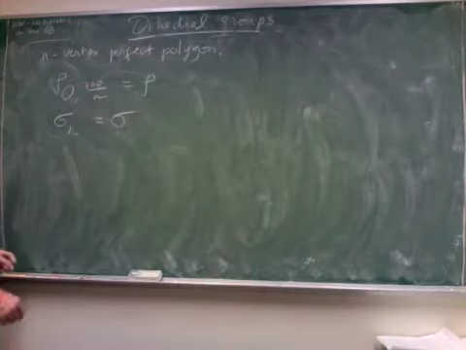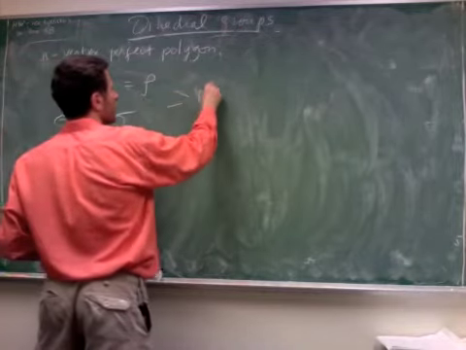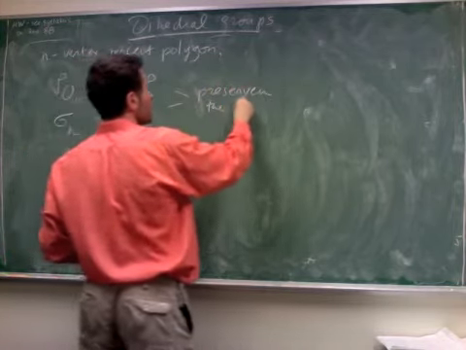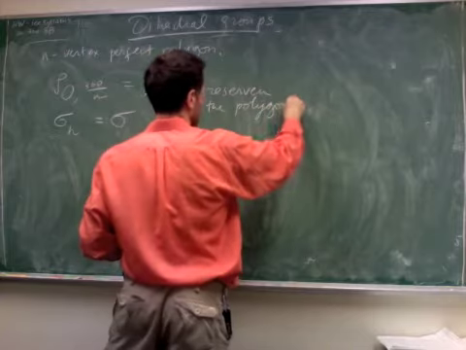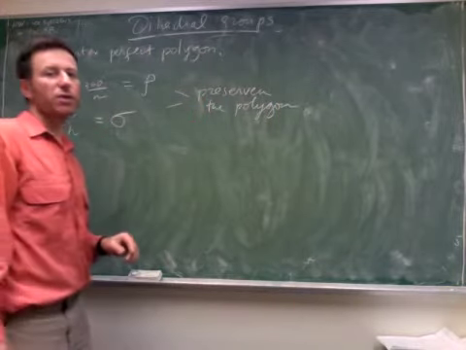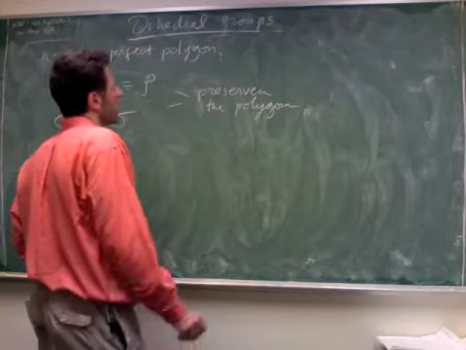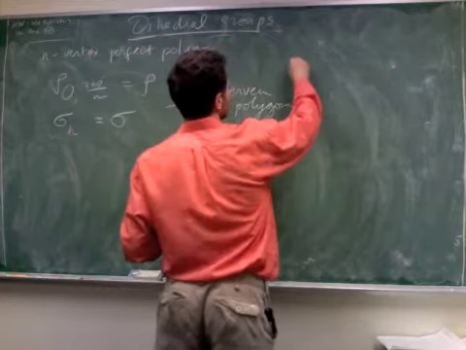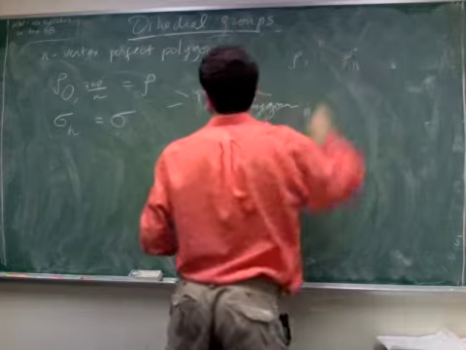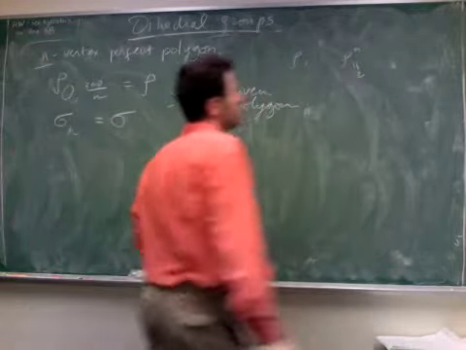So these two isometries preserve the polygon. Hence, their various combinations, their various compositions also must preserve the polygon. So that means that we have various rhos all the way through rho to the n, if we have an n vertex perfect polygon, which will be identity.